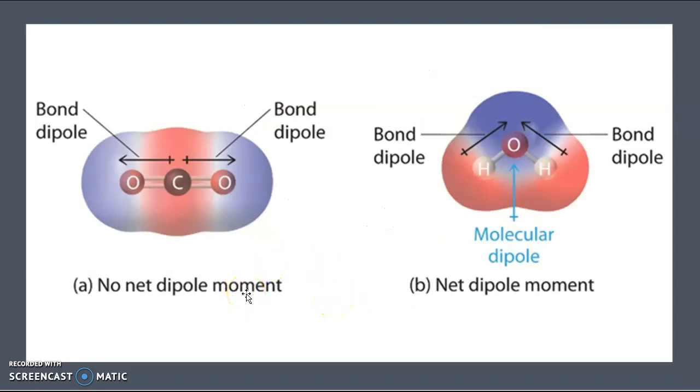In the case of carbon dioxide, as we said before, the dipoles are in the same line and in opposite directions. Then they cancel out, and the whole molecule, or the net dipole moment, is 0. In the water molecule, as it is bent, the two dipoles cannot be cancelled out, and the net dipole moment is different from 0, so the molecule is polar.